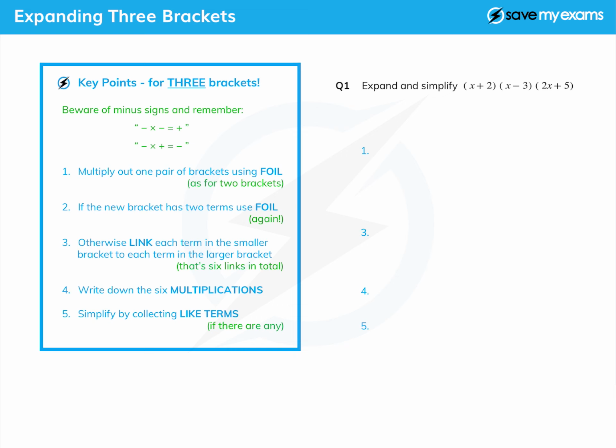Because the first thing we're going to do is multiply out one of the pairs of brackets using FOIL. Okay, and then if it happens that the new bracket we've created has two terms, we use FOIL again, although usually that won't happen. And if that doesn't happen, we're going to link each term in the smaller bracket to each term in the larger bracket. And usually there'll be three terms in the larger bracket and two in the smaller bracket, so you'll get 6 links, from which you can write down 6 multiplications and then simplify in the usual way by collecting like terms. So let's do all of that.